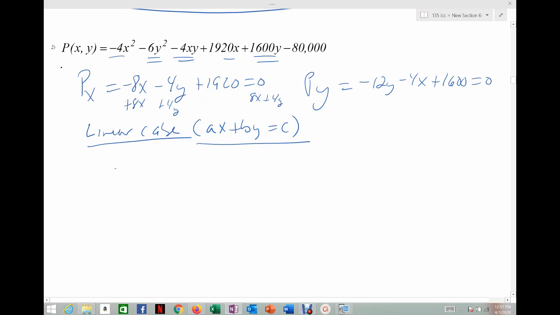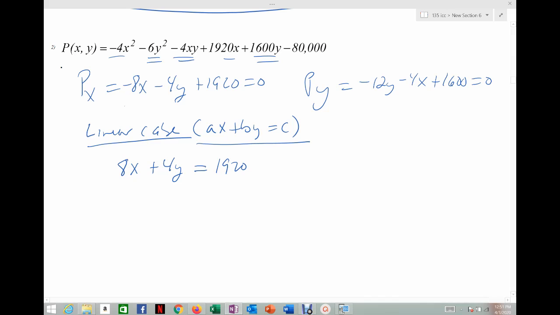And then I'm going to write it down here. I'm going to write it in this order. So I'm going to have a positive 8x plus a positive 4y equals the constant 1920. And that's just moving stuff to the other side. If you wanted to, you could move the 1920 over, and then they would all be negative: negative 8x, negative 4y, negative 1920. And that's fine if you do that.